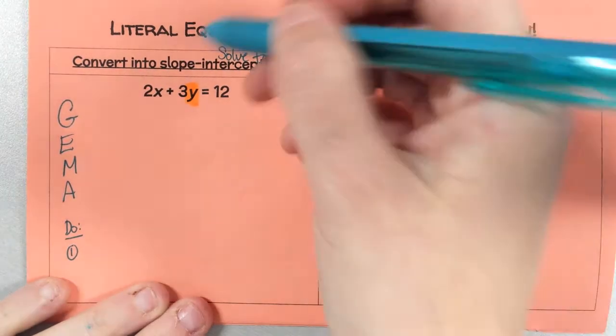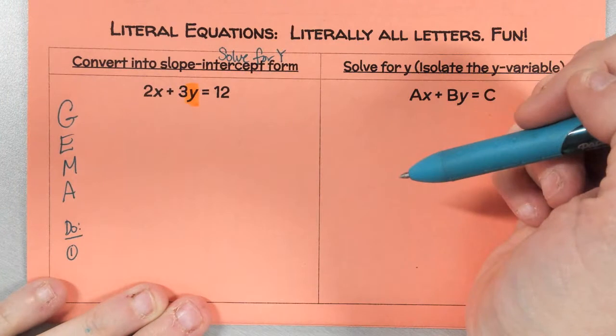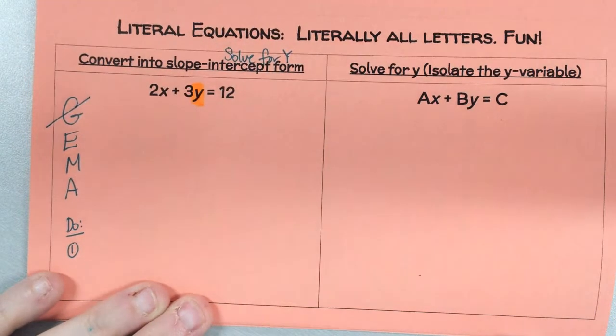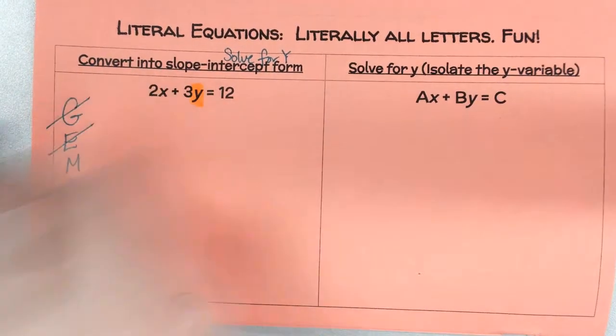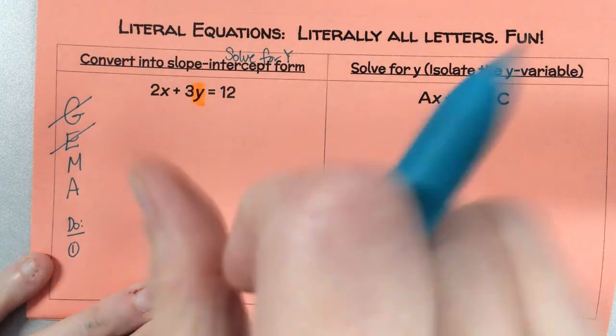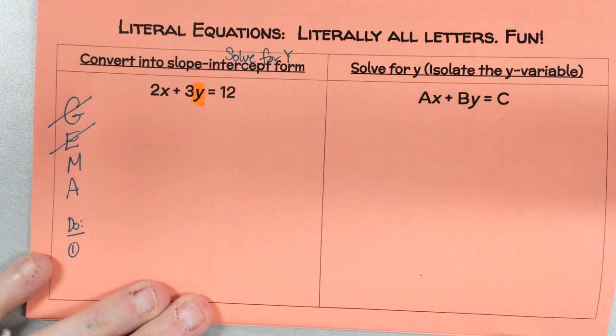So, do I see any grouping symbols? No, so I cross off the G. Do I see any exponents? No, so I cross off the E. Now, do I see anything multiplicative? Yeah. What do I see that's multiplicative?